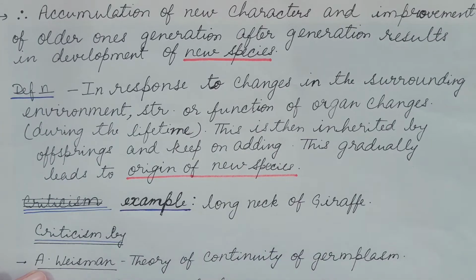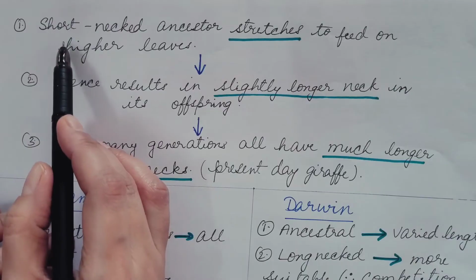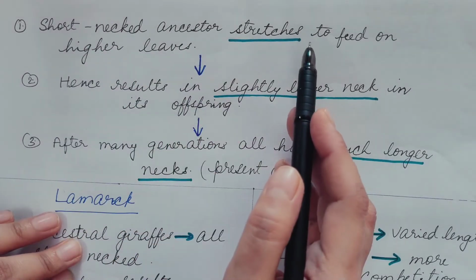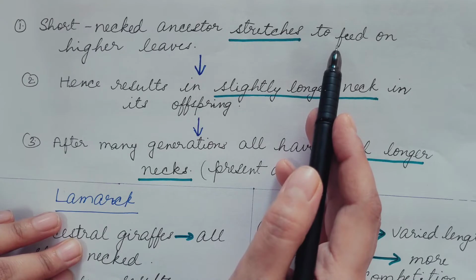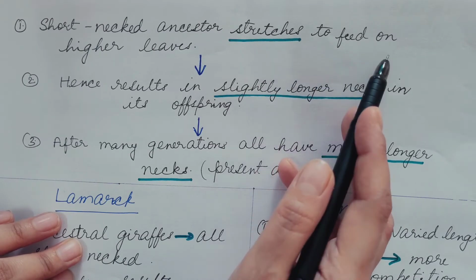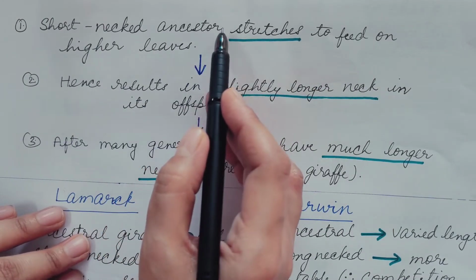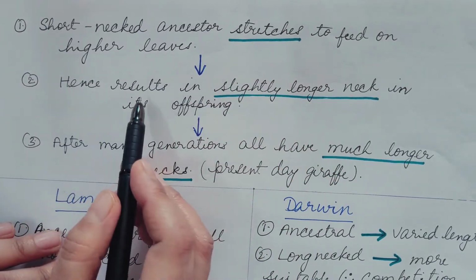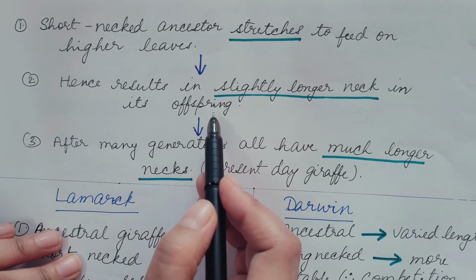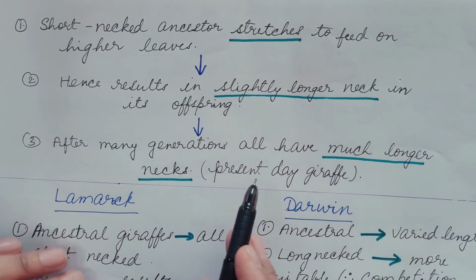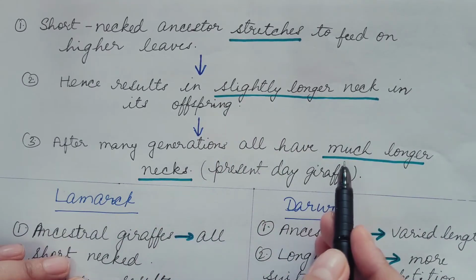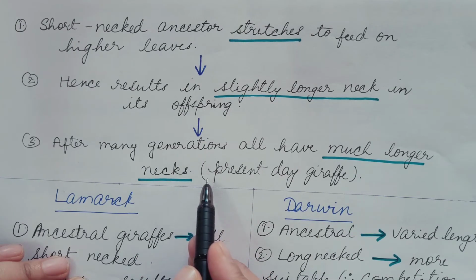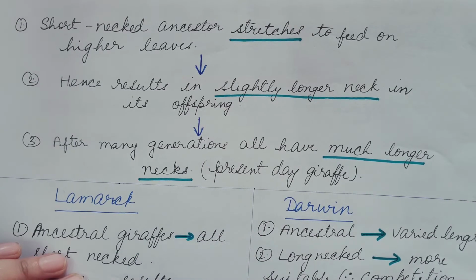Example, long neck of giraffe. The ancestors of the giraffe had short necks, but they had the inner need or inner desire to have long necks in order to feed on the higher leaves, so they started stretching their necks. As a result, the offspring that were produced had slightly longer necks, and after many generations all have much longer necks, as we see in the present day giraffe.